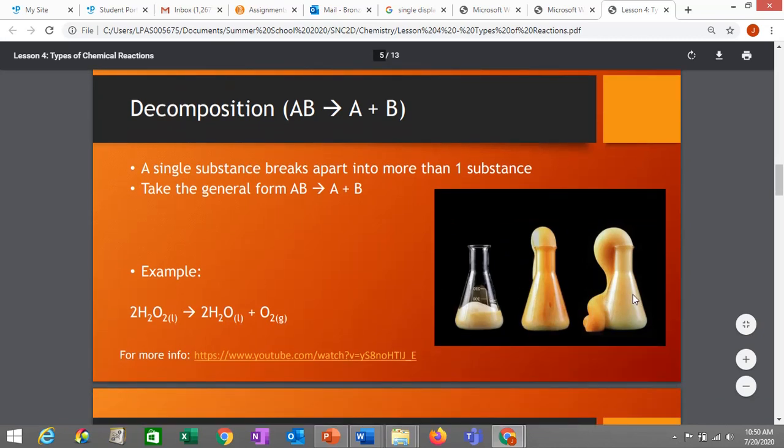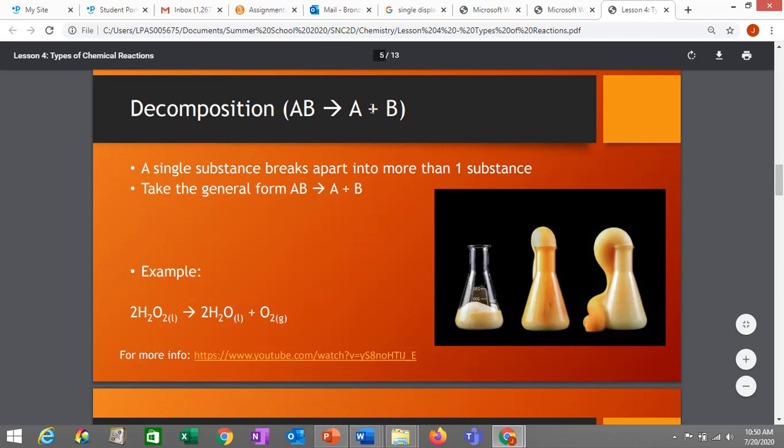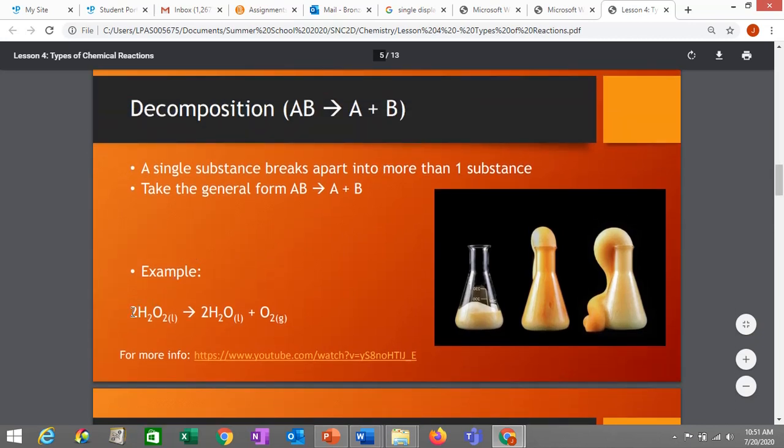Decomposition. If you know synthesis, decomposition shouldn't be too hard. It's almost like the opposite. So you have one thing, one substance, and it breaks apart to form multiple substances. So the general form is you have something, and then it breaks into 2 things. So an example would be something that we've already seen. If you have hydrogen peroxide, that can break down into water and oxygen.